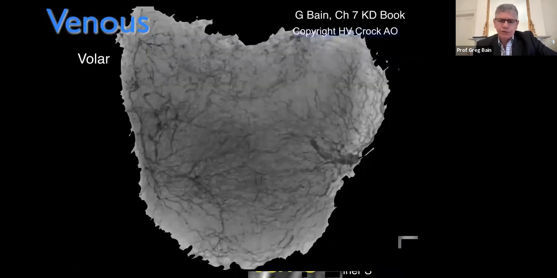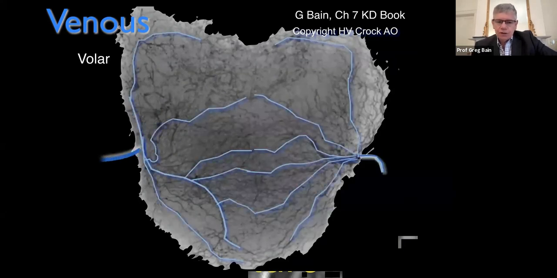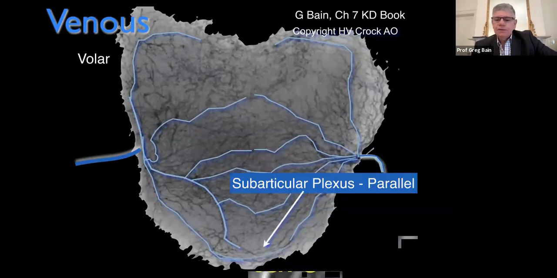So going on to Harry Crock's work, as I said, this is the venous drainage of the lunate in a cadaveric model. And he stated that wherever there's an artery going to the bone, there's also a vein. So if I stylize this with PowerPoint, we can create where the veins probably are. And one thing that he stated was that there was this subarticular plexus, which is a set of parallel veins on the very proximal aspect of the lunate. Interestingly, this is not typical just of the lunate. It occurs in the knee, it occurs in the patella and other parts of the bone.